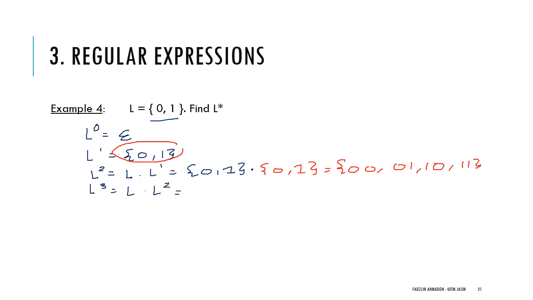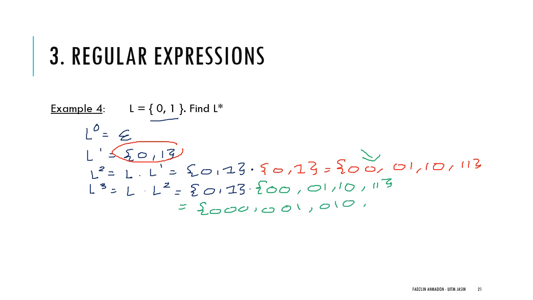So it will be 0, 1 concatenated with this. So it will be 0, 0, 0, 1, 1, 0, 1, 1, which we will get 0, 0, 0, 0, 0, 1, 0, 1, 0, 0, 1, 1, 1, 0, 0, 1, 0, 1, 1, 1, 0, 1, 1, 1. So that is L to the power of 3.